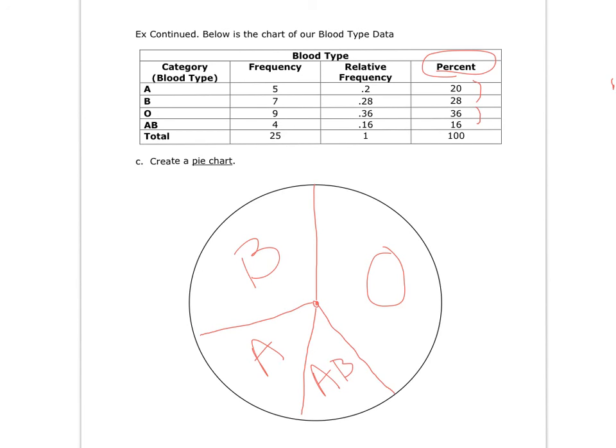In my math lab, you might be asked to calculate the degree of each piece, but we're not going to be asked to do that on the test because we're not going to use a protractor. So just make sure your biggest piece is your biggest. In this case, O is the biggest, then B, then A, then AB. We're going to do an activity in 2.1, so you have an opportunity to ask questions about this material. Thank you.